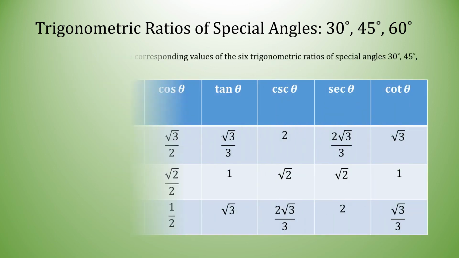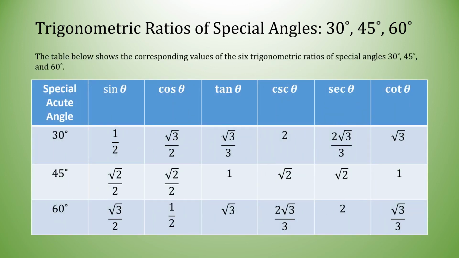The table below shows the corresponding values of the 6 trigonometric ratios of special angles 30 degrees, 45 degrees, and 60 degrees.